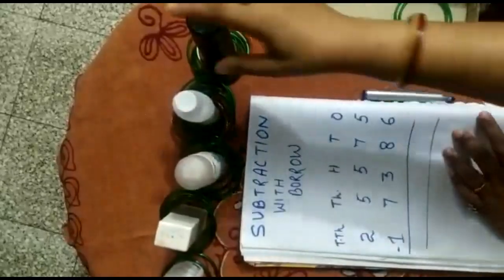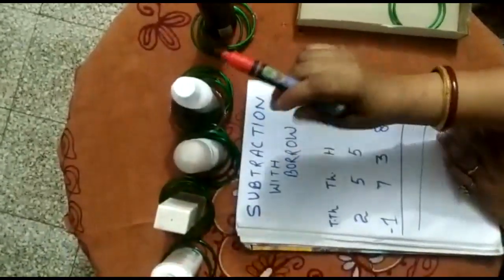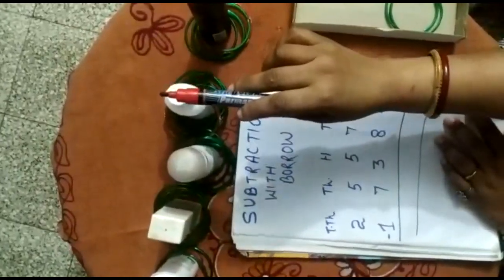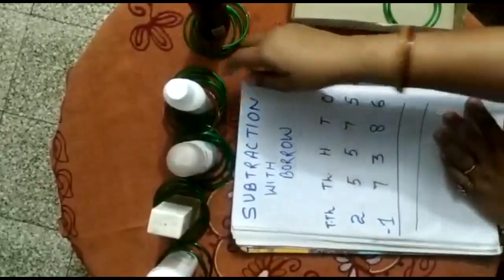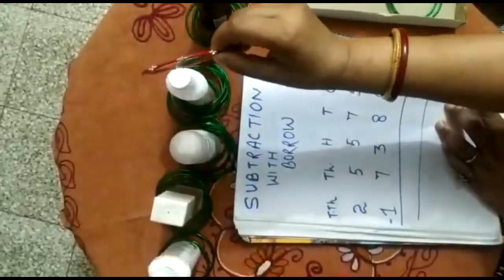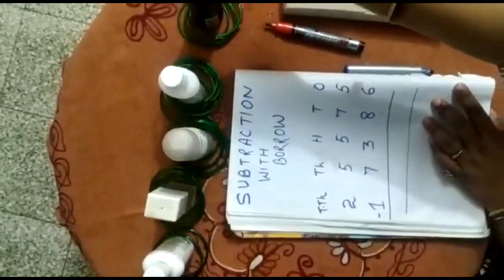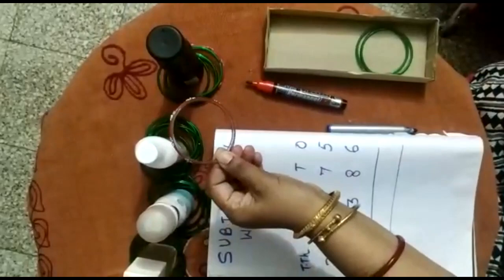So what do we have to do? Children, we have to borrow 10 ones from the tens column. Here in the tens column 7 tens are there. So I am borrowing 1 ten from these tens. This ten will convert into 10 ones.